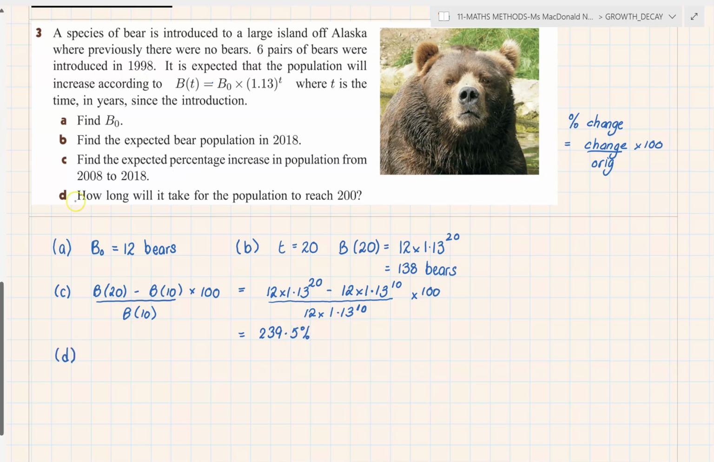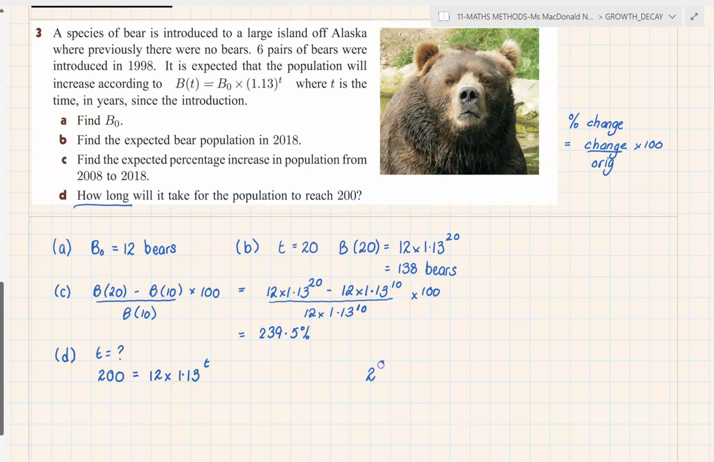Now D, so how long will it take? So we're actually finding the time, and because that is a power, we either are going to do it using logarithms, which will come in a couple of weeks, or use technology, or get it to the same base. So we'll just pop that down first. How long will it take the population to reach 200? So what we're actually solving is 200 equals 12 times 1.13 to the T. Now we can get rid of the times 12, but clearly we can see it's not going to allow us to get anything to the same base.